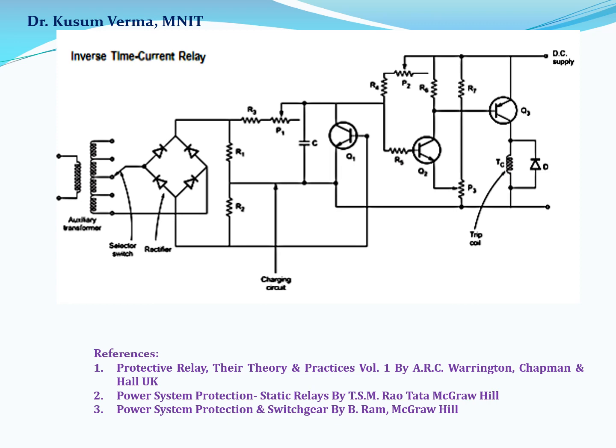When the voltage across the capacitor reaches a predetermined level set by the potentiometer P3, then the transistor Q3 conducts. This will energize the trip coil and hence the circuit breaker opens. The diode D protects the transistor from high reverse voltage. Thus, more is the fault current, less is the time required to operate the relay, hence it is an inverse time current relay.